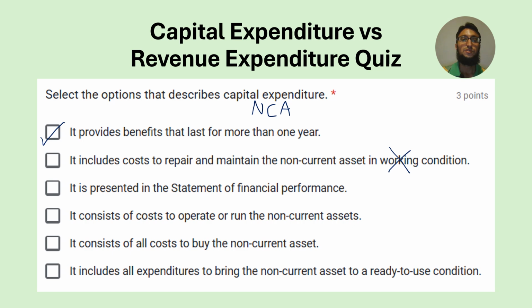Third, it is presented in the statement of financial position instead, so it's not correct statement. Fourth, it consists of costs to operate or run. This is also not a correct statement. The next option, it consists of all costs to buy the non-current asset and also to bring the non-current asset to a ready-to-use condition. That exactly describes what capital expenditure is all about.